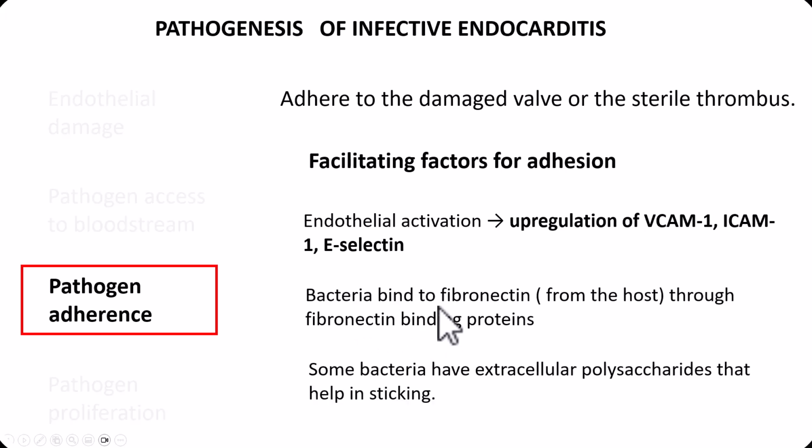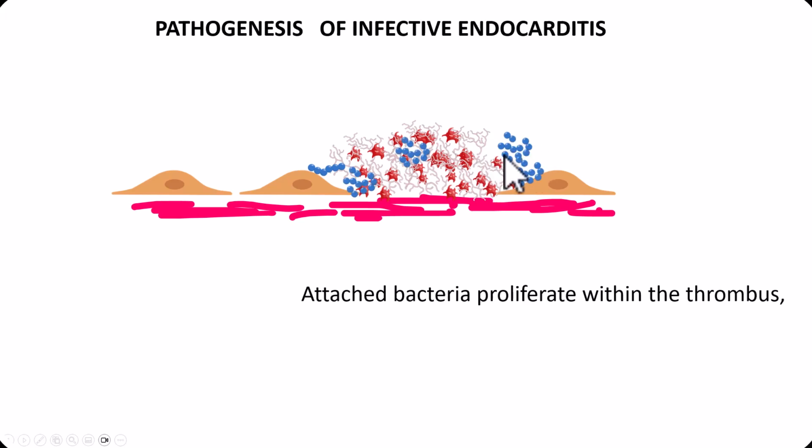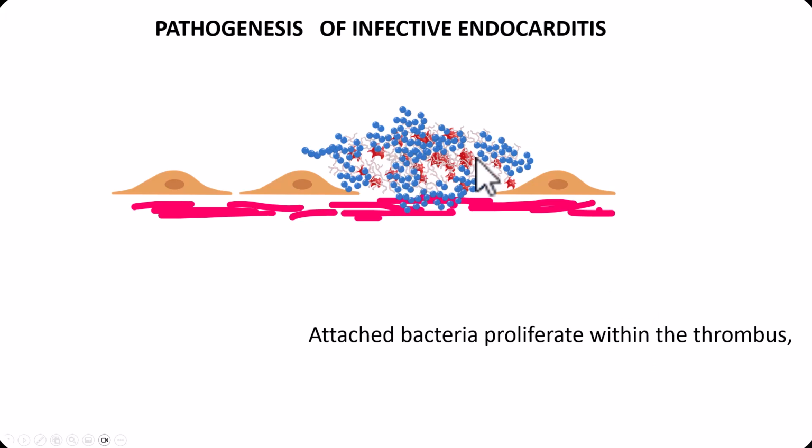The second one is that bacteria bind to fibronectin. What is this fibronectin? The fibronectin-binding proteins will be seen on the bacterial surface, which bind to the fibronectin of the host. And some bacteria also have extracellular polysaccharides that help in sticking of these organisms to the exposed endothelium or the sterile thrombus. Now the pathogen adherence has happened, right? Look at this. This is what has happened. The bacteria get adhered to the endothelial surface as well as onto the sterile thrombus. And finally, the attached bacteria will start proliferating within the thrombus.